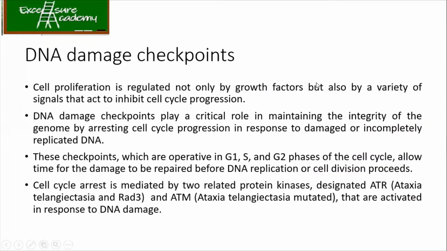Now coming to the checkpoints. So cell proliferation is regulated not only with the growth factors but also by inhibiting its progression. That is, one, you will have growth factors to check whether the cell is proper or not, and we also have the inhibitors to the cell cycle progression just to ensure that the DNA is not damaged. So we have got many checkpoints over here. So how are we going to respond to these checkpoints? By arresting the cell cycle at that stage. Okay, and ensuring that the DNA is not damaged.